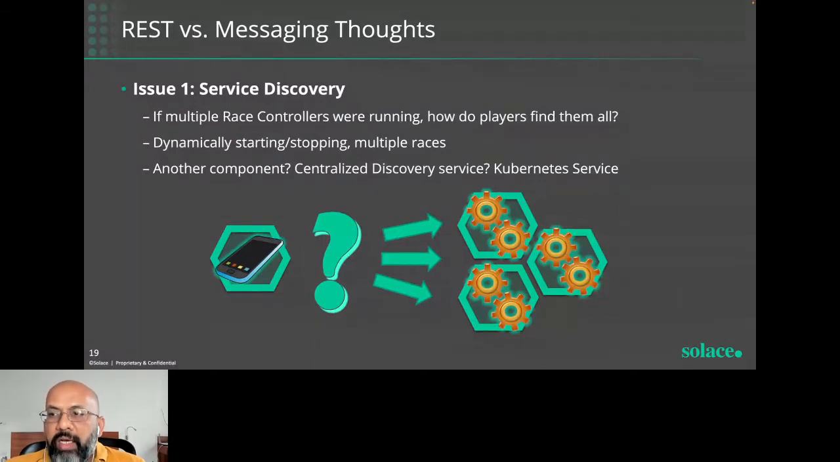So dynamically starting and stopping multiple races, how do I do that? Could I have another component that's centralized and then exposing this as a discovery service, on which all the clients come and talk to that, and ask, hey, is there any race going on? I can do that. But is that the best way?